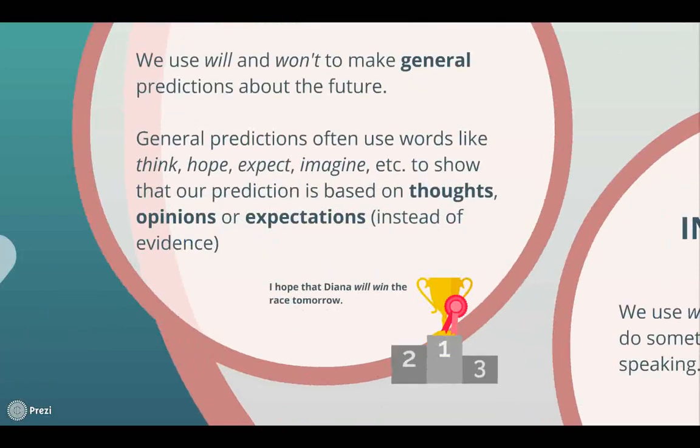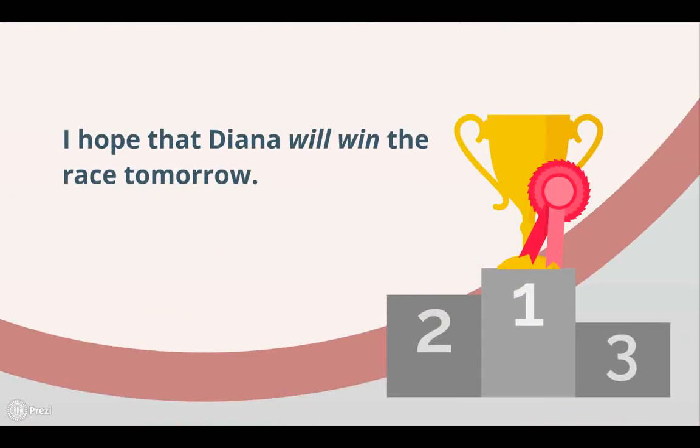For instance, maybe there's a race tomorrow and my friend is running in the race. I don't know who will win the race, but because she's my friend, I hope that Diana will win the race tomorrow. So here I don't have any evidence, I'm just saying my own prediction or my own hope. I could also say I think that Diana will win the race tomorrow. It's not based on evidence, it's just something that I want to happen or a prediction that I'm making based on my own thoughts and feelings.